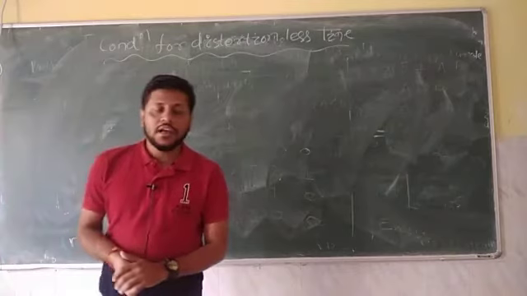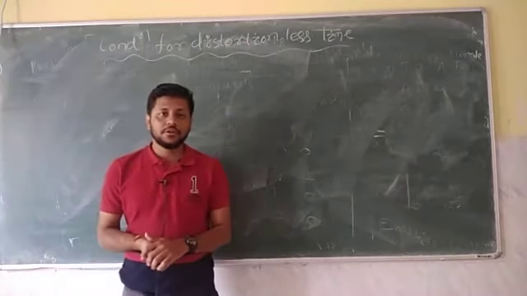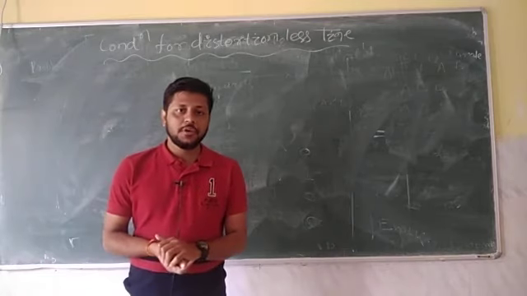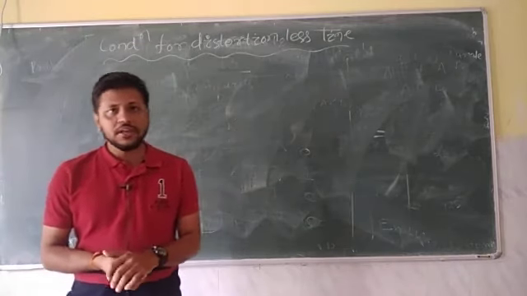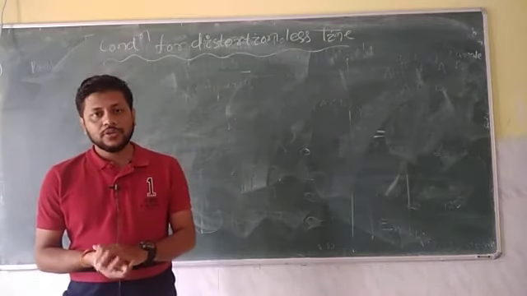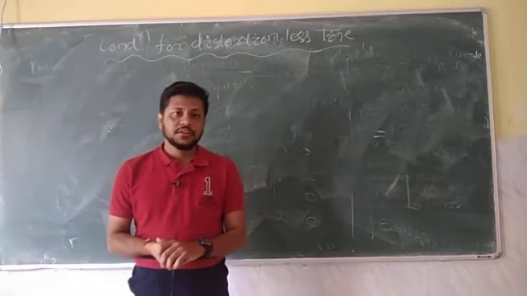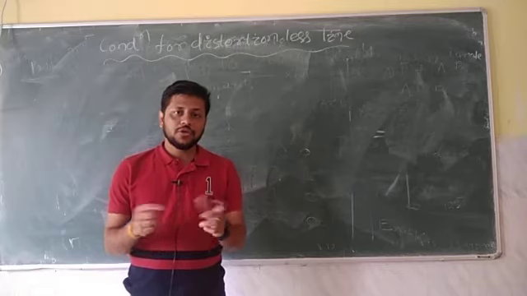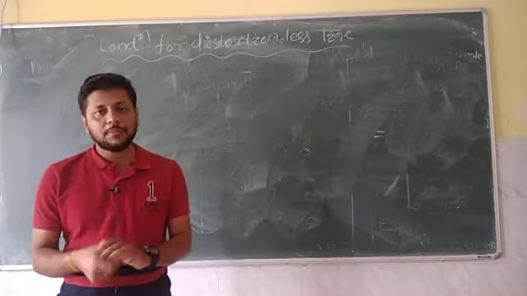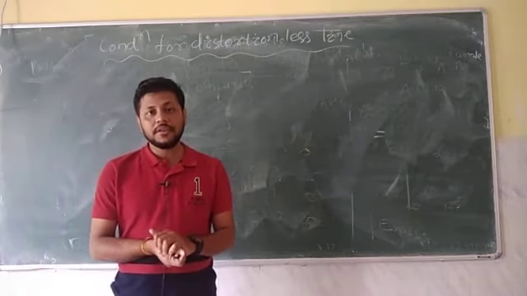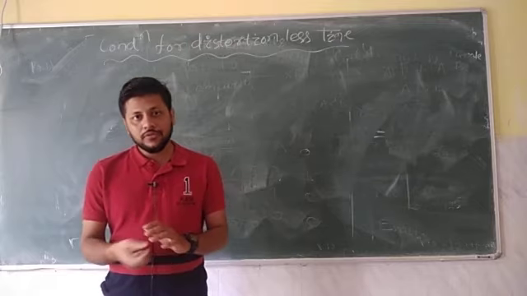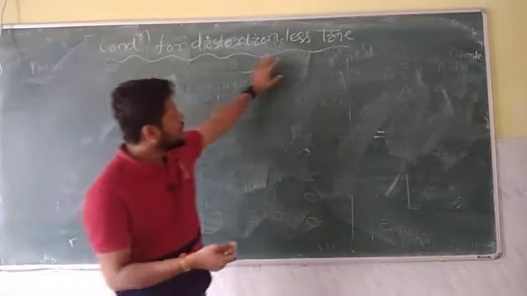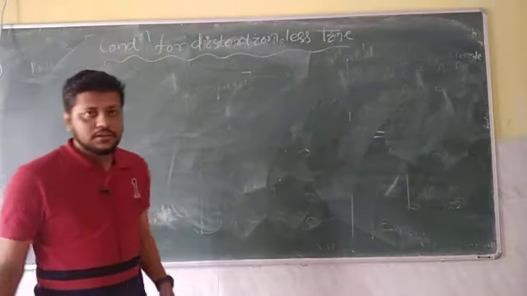Hello students. In the last class we studied the primary time constants of a transmission line. Then I explained the propagation constant gamma, the attenuation constant alpha, and the phase constant beta. After that we saw the equivalent circuit of a transmission line, the applications of transmission lines, and the types of transmission line. Then the condition of a lossless transmission line. In this class we will see the condition for a distortionless transmission line.